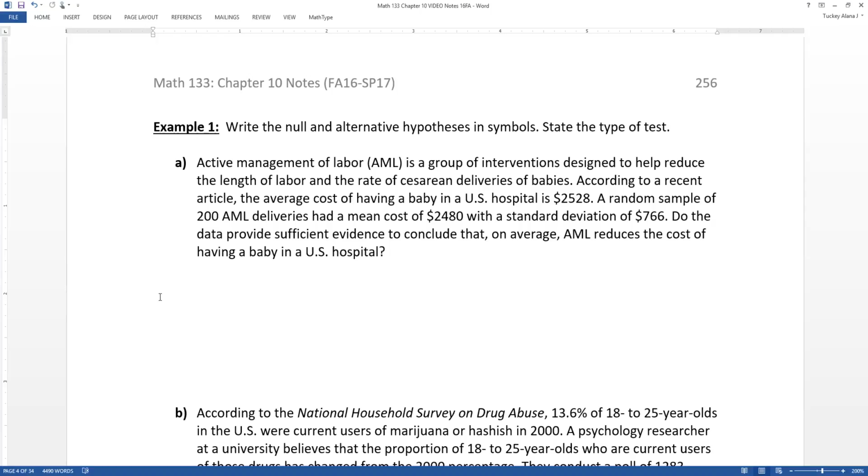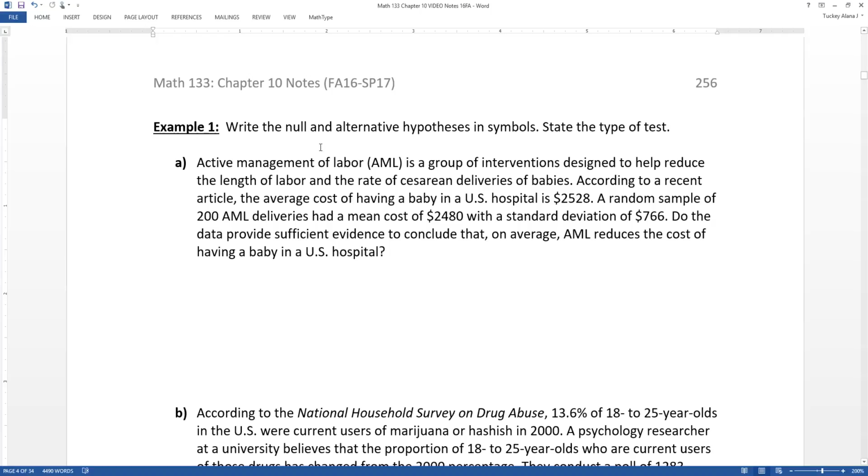Active management of labor, AML, is a group of interventions designed to help reduce the length of labor and the rate of cesarean deliveries of babies. According to a recent article, the average cost of having a baby in a U.S. hospital was $2,528. A random sample of 200 AML deliveries had a mean cost of $2,480 with a standard deviation of $766. Do the data provide sufficient evidence to conclude that, on average, AML reduces the cost of having a baby in a U.S. hospital? Okay, so we're going to need a null and an alternative.